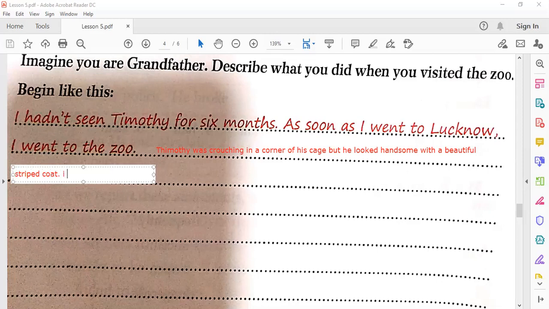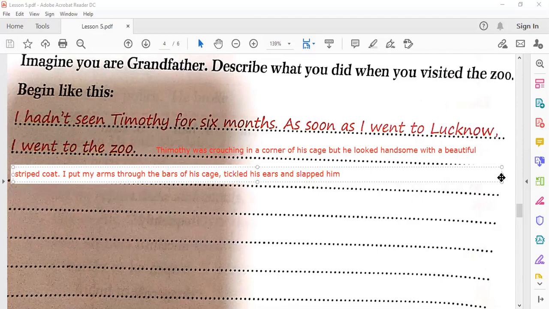I put my arms through the bars of his cage, comma, tickled his ears and slapped him across the mouth. He usually used to do that at home. Slapped him across the mouth when he growled.